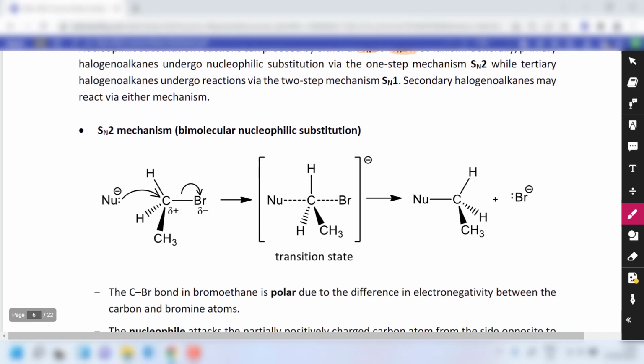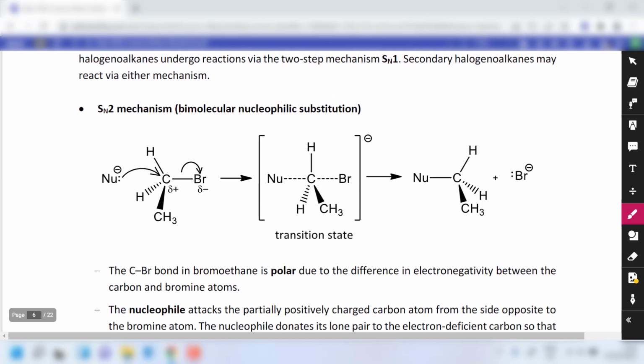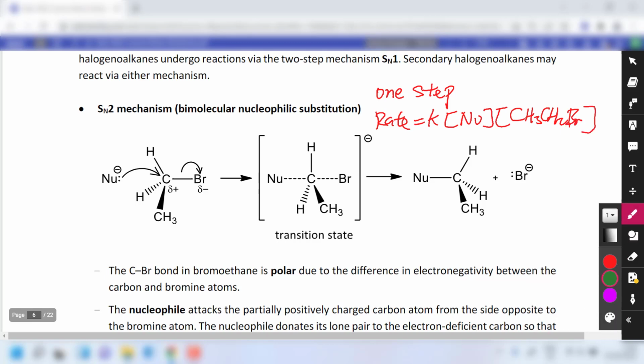Then the generic mechanism for SN2 is shown here. Let me showcase what are the important points you need to take note of. First of all, an SN2 reaction occurs in one step. Simply just one step. The rate determining step involves the nucleophile as well as the substrate. In this case, I just represent the substrate. I'll write it out: CH3CH2Br. And in terms of kinetics, it is first order with respect to the nucleophile, and first order with respect to the substrate.